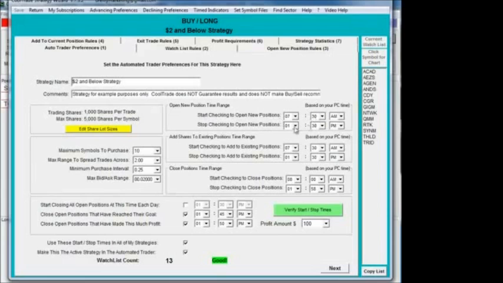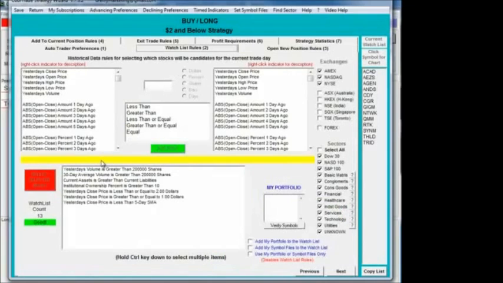Right here, this is when it trades, and I'm actually going to change this to 8:30. I like the market to be open for about an hour before I start trading. So here are the watch list rules. And again, the watch list is to narrow down the stocks we're looking at so the auto trader runs efficiently.